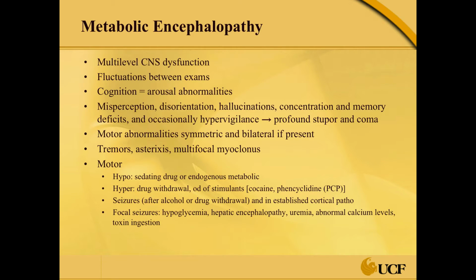Cognition: you usually see arousal abnormalities with these folks, so you might do a sternal chest rub, you might pinch the toes or the nail beds, and the patient doesn't respond. Misperception, disorientation, hallucinations, concentration and memory deficits, and occasionally hypervigilance, and a profound stupor and coma can occur with this. Motor abnormalities are typically symmetric and bilateral. Tremors, asterixis, and multifocal myoclonus can also occur with metabolic encephalopathy.